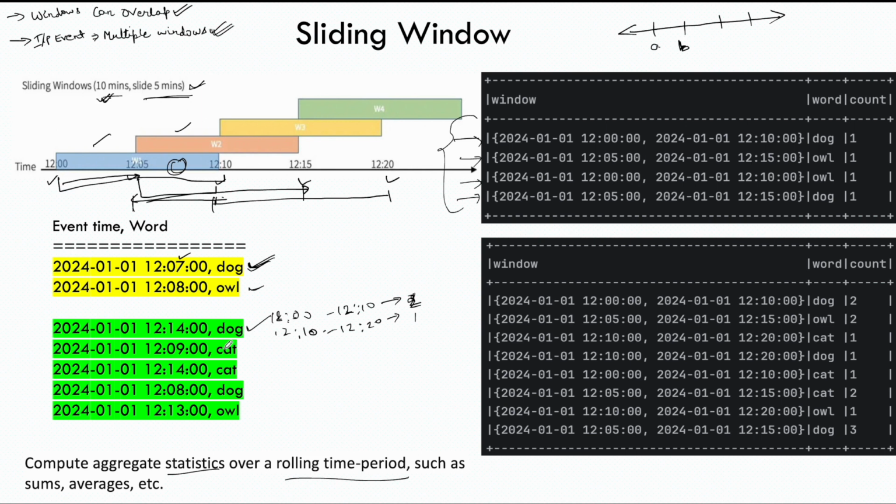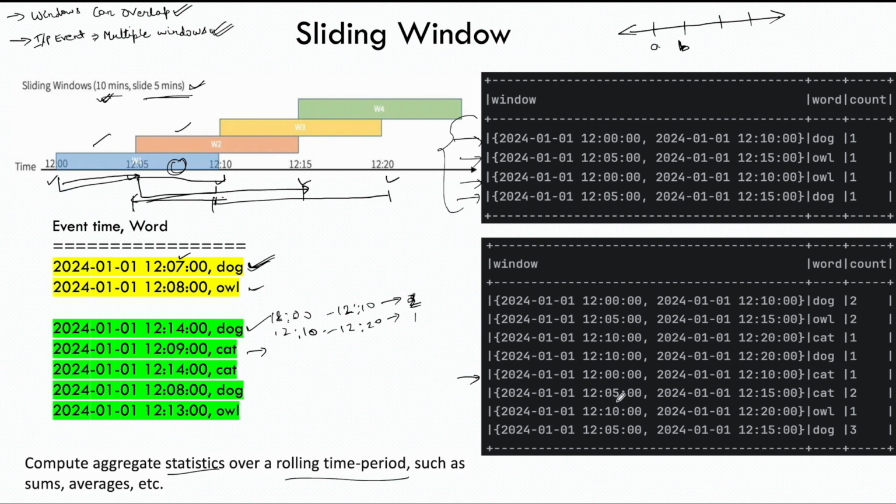Similarly, for the next event, cat falls between 12 and 12:10, right? So let's see if there is any record here between 12 and 12:10. From 12 to 12:10, cat is 1. All right. Let's see if 12:09 is falling between any other window.